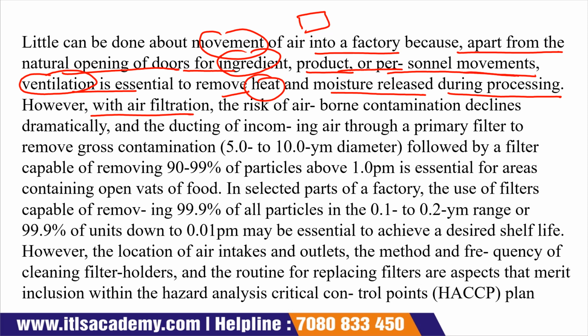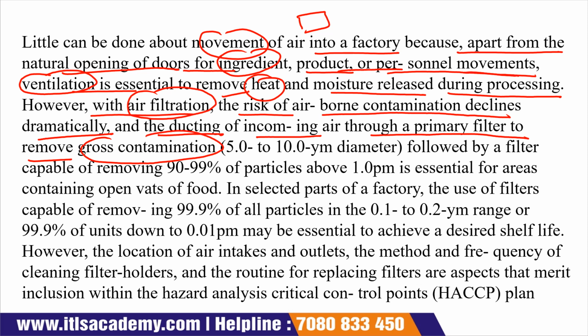However, with air filtration, the risk of airborne contamination declines. If air filtration is installed inside the factory, it will decrease the risk of airborne contamination dramatically. Ducting incoming air through a primary filter removes gross contamination, followed by a filter capable of removing around 90 to 99% of particles above 1 µm in size, which is very essential for areas which contain open foods.